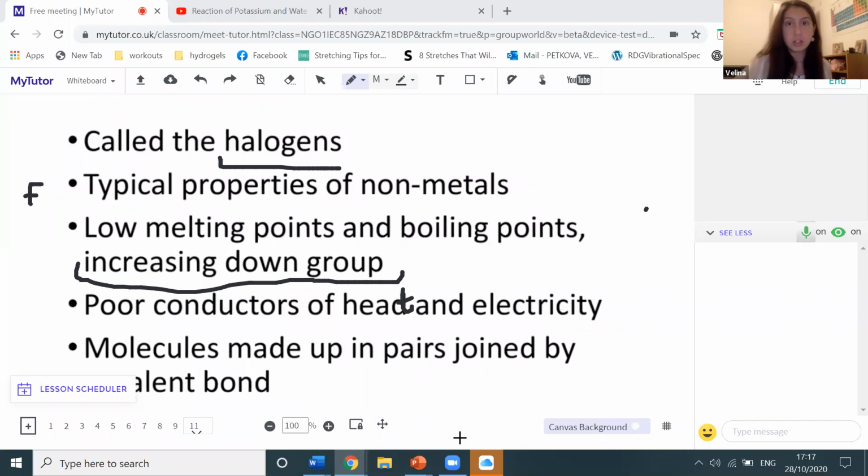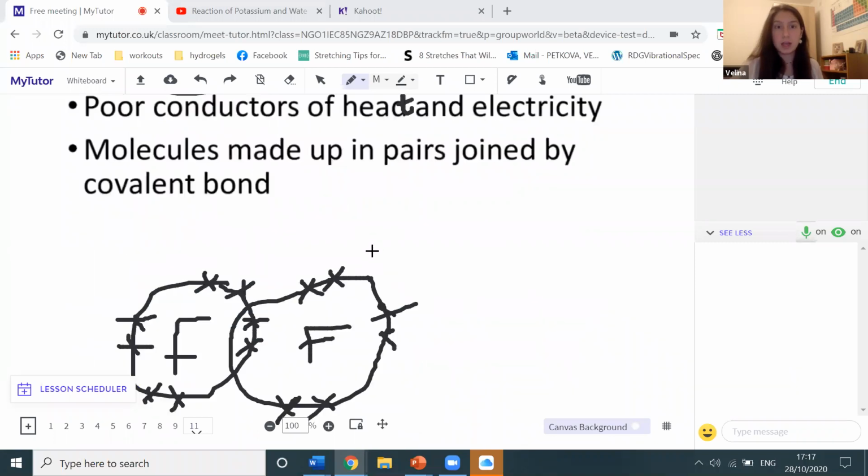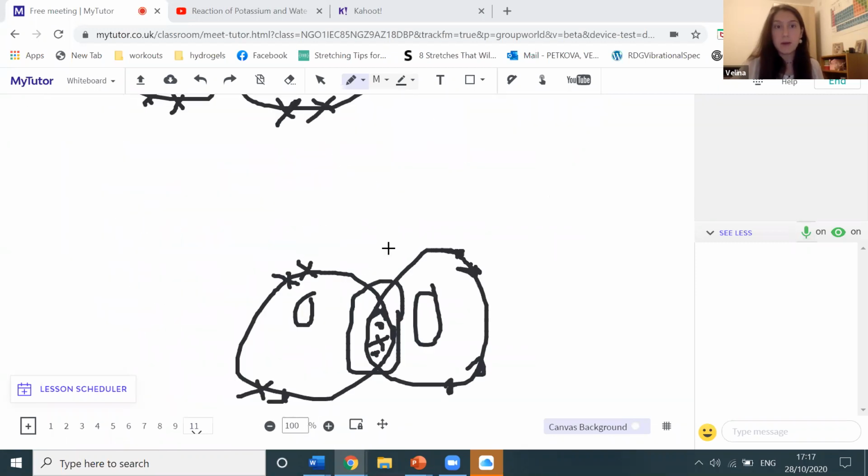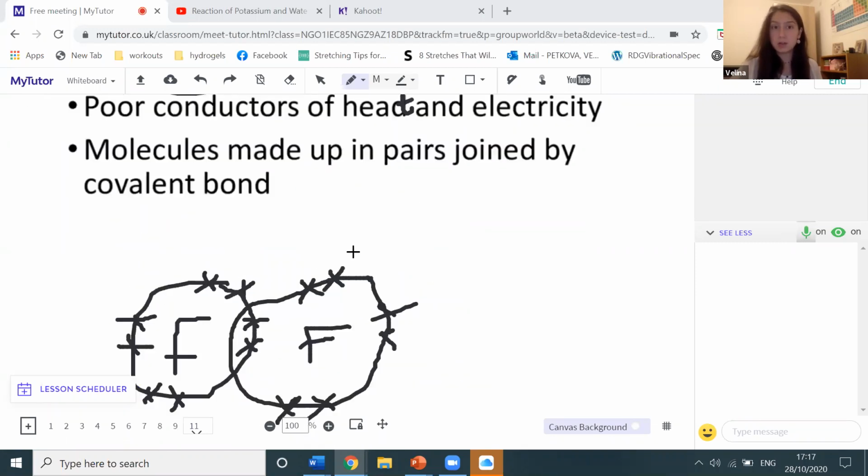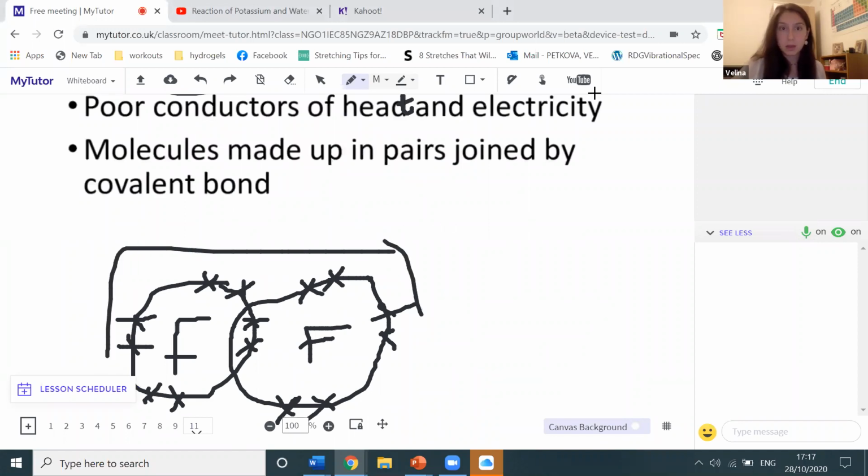Why do they share? So the fluorine atoms, they share because on their own they just have 7 outer electrons, but together they can have 8 outer electrons when they form this covalent bond. So yeah, group 7, they do get more reactive up the group. Okay, let's move on to the next.